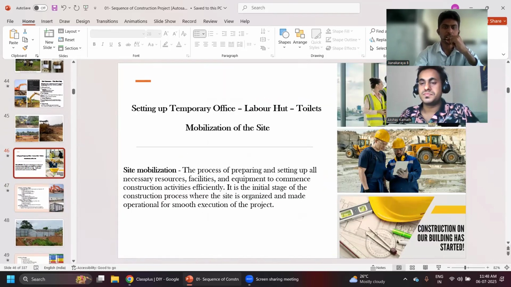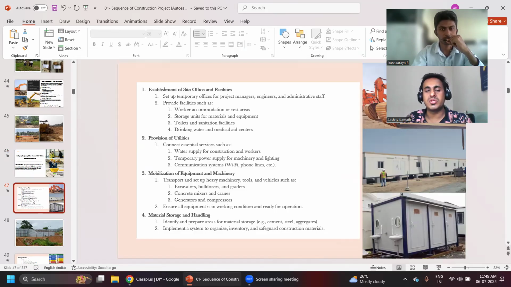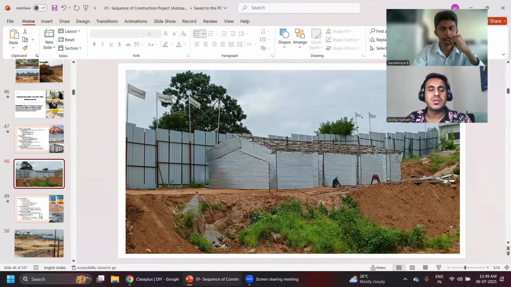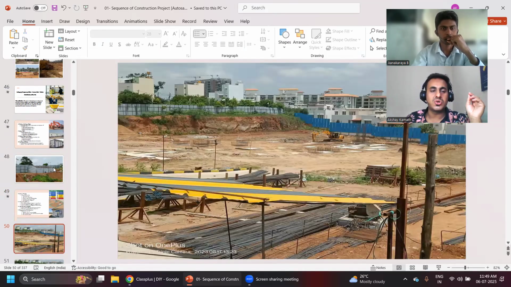What is mobilization? Mobilization means, sir, arrangement of materials. Like tomorrow, if there is concreting in RCC, we have to arrange the materials today only. Okay. Not only materials. Before you start any construction project, you have to do mobilization. Mobilization includes everything: site office, labor, toilets, access to the site. Each and every thing comes in mobilization, not only materials.